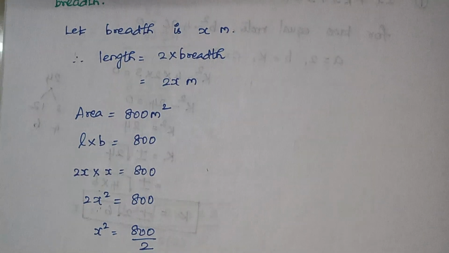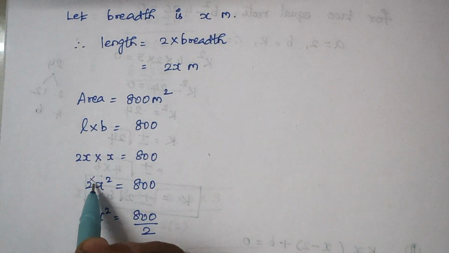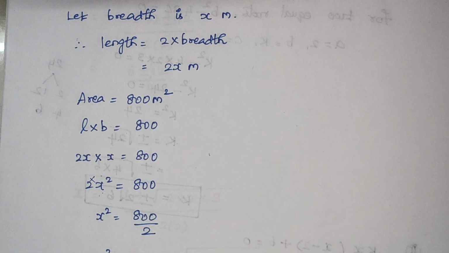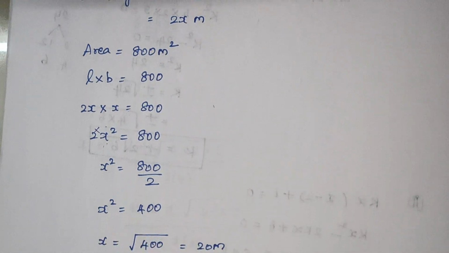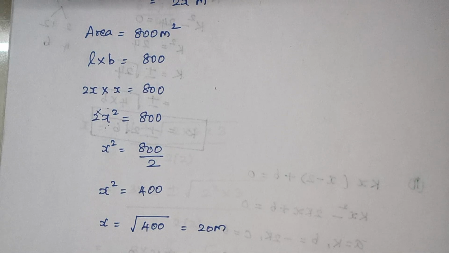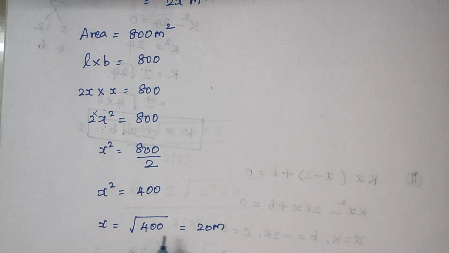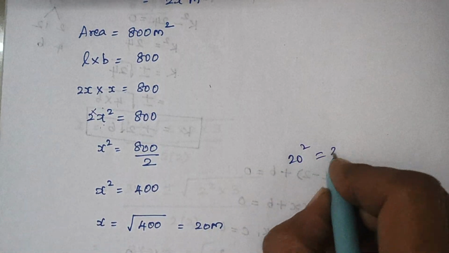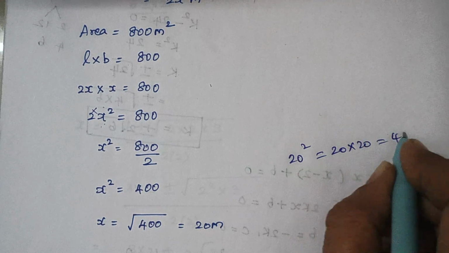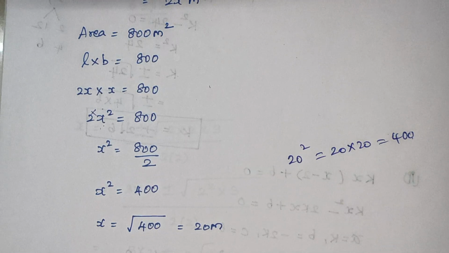So, when you simplify, x square is given by 800 by 2. Here, the 2 is in multiplication part. So, when you move to the right hand side, it occupies the denominator part. So, 800 by 2 is given as 400. Therefore, the value of x is given by square root of 400. So, when you take square root of 400, here the answer is 20, right? Because 20 square, that is 20 into 20 gives the answer as 400.